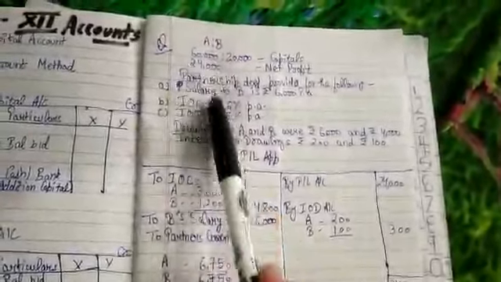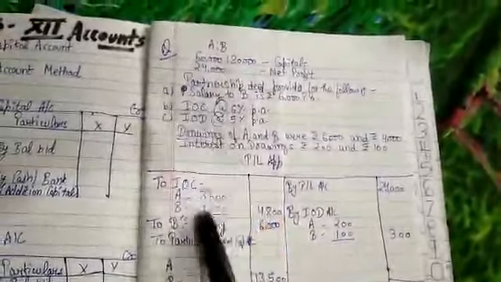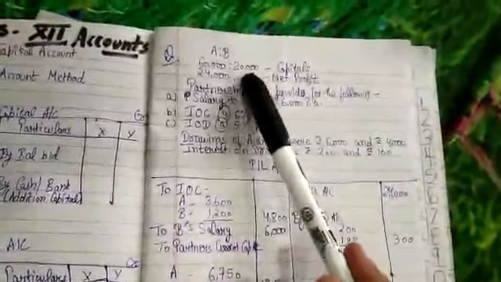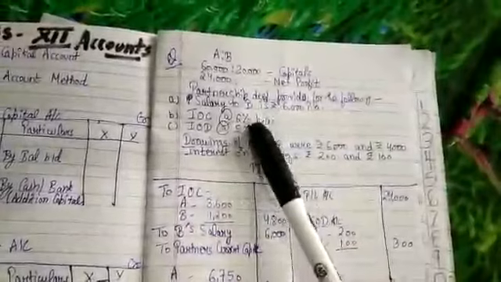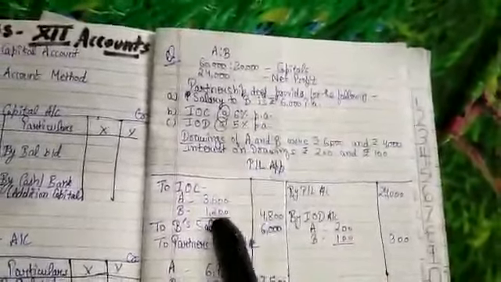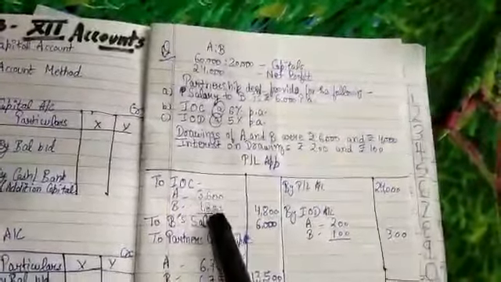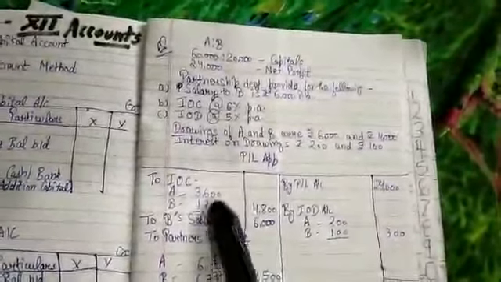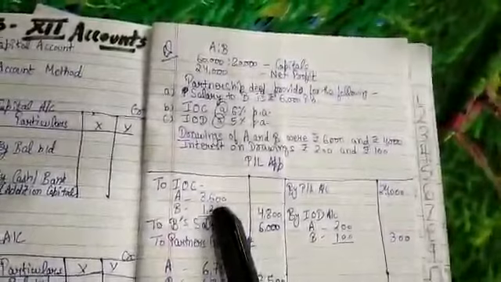It is 60,000. 6% of 60,000 is 3,600. Next, 20,000 is the capital of B. 6% of 20,000 is 1,200. So our total interest on capital is 4,800. So this is the expense. This will be debited to partner.